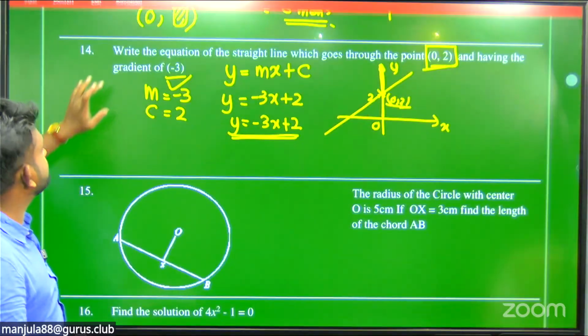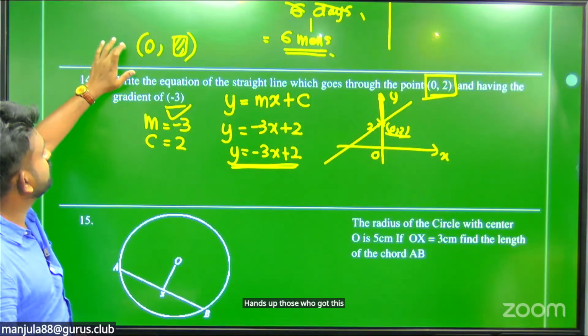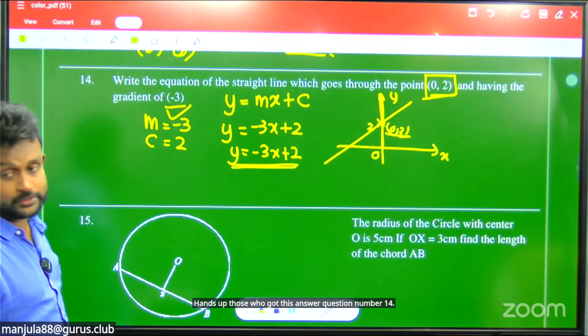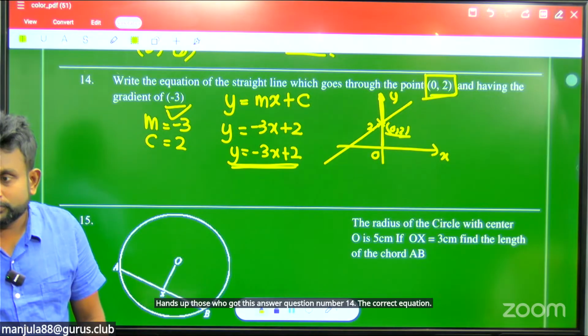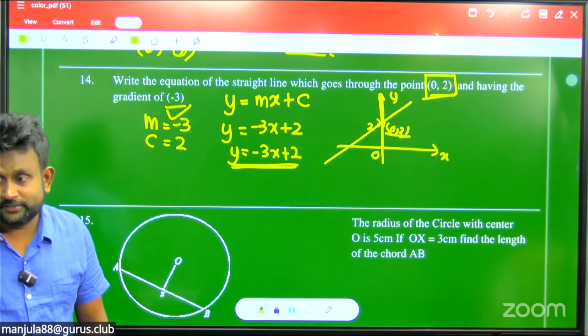Hands up those who got this answer. Question number 14, the correct equation. Right, excellent.